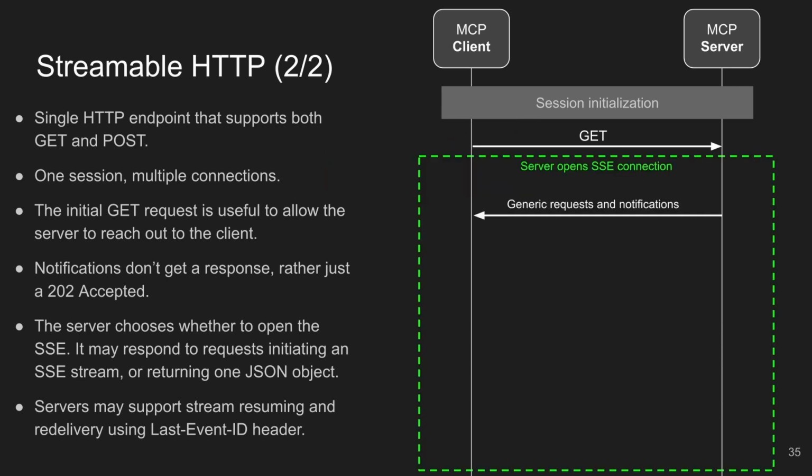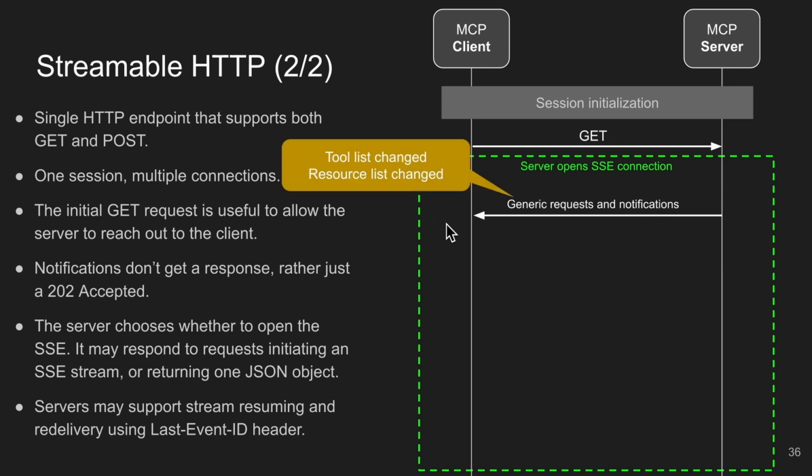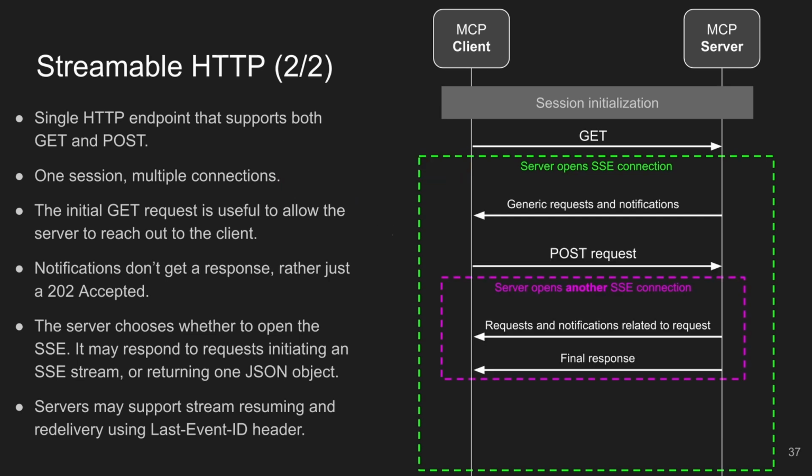And the first thing the client should do is send a GET request to the MCP server, so the server has the opportunity to open the SSE connection. And once this connection is open, it can send requests and notifications back to the client. So for instance, notifications could include changes in the list of available tools or changes in the list of available resources.